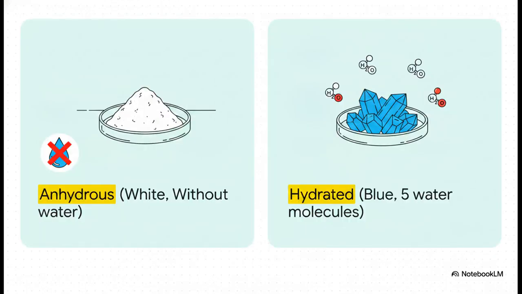Let's break down the signs here. On the left side, we have anhydrous copper 2 sulfate, which is white in color and completely without water. On the right side, we have hydrated copper 2 sulfate, which is blue in color and contains exactly 5 water molecules. इसको याद रखने का एक बहुत ही simple trick है. The prefix an literally means without, and hydra means water.